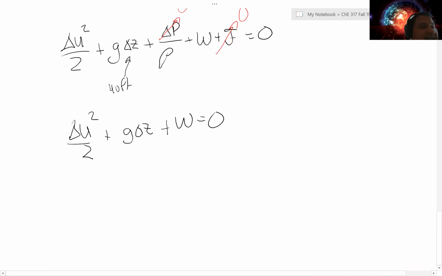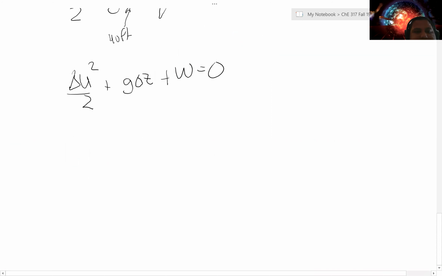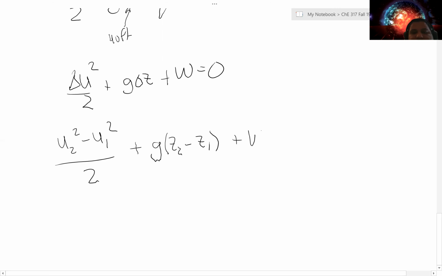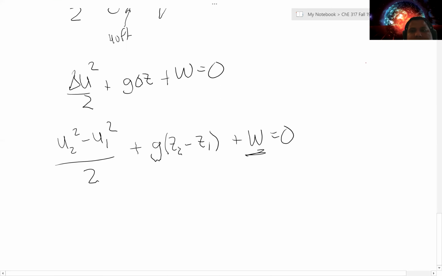Now with this in mind, I will further expand it and input some information associated with the 2 points. So I get u2 squared minus u1 squared over 2 plus g times z2 minus z1 plus work is equal to 0. And what I'm looking for right now to solve for power is the work. So the question then becomes, can I cancel out anything else in this system?